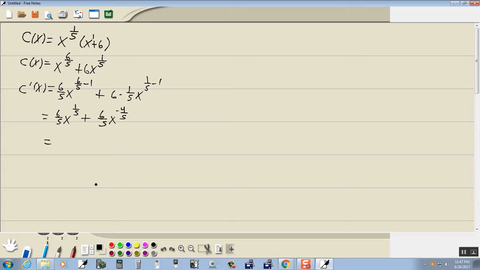Now to find our critical values, it's best to have this as a single fraction. Now I can factor the 6/5 out in front, not worry about it at all. This would be x to 1/5, and put it in fraction form, be over 1. Now this x to negative 4/5 I'll take down to the denominator in this manner. Anytime you move anything opposite of where it's at in a fraction, the sign of the exponent changes. Now our common denominator would be x to the 4/5.